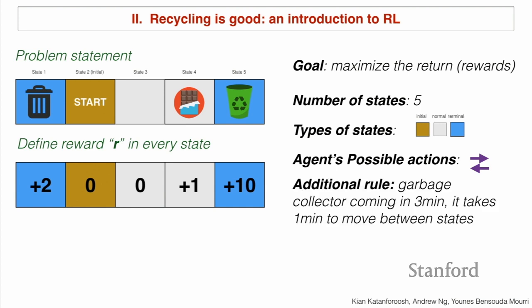An additional rule we'll add is that the garbage collector will come in 3 minutes, and every step takes you 1 minute. So you cannot spend more than 3 minutes in this game. In other words, you cannot stay at the chocolate and eat chocolate forever. You have to move at some point. Okay? So one question I'd have is, how do you define the long-term return? Because we said we want a long-term return. We don't care about short-term returns. What do you think is a good way to define a long-term return here?